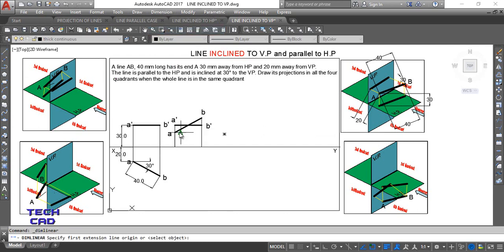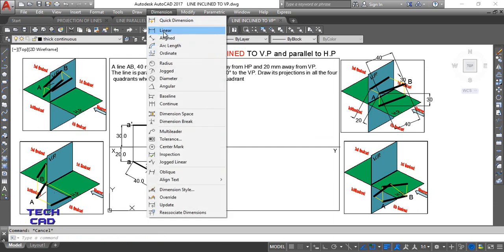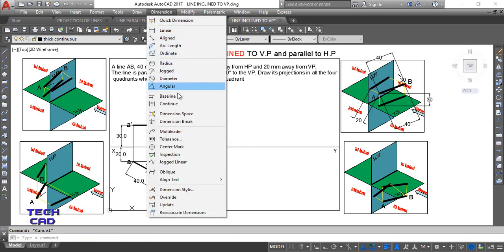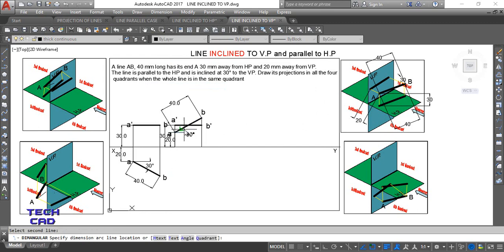So dimension linear, this one, you know that this is 20. Okay, again go this one, linear, this one, and this is 30. Okay, and again take a dimension, go to the line one, this one, and this is 40. Okay, so now only one more dimension, that is the angular dimension, this one, and you know that this is 30. So I'm done with this second quadrant projection of the given line. Okay, so now I hope you understand both of these quadrants.